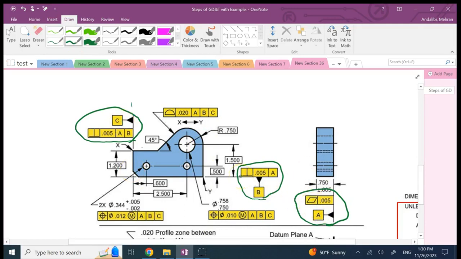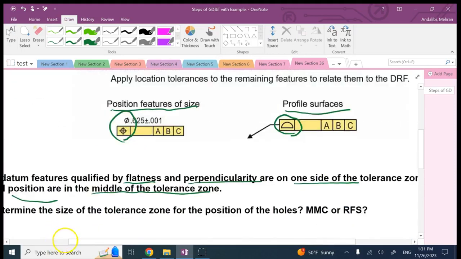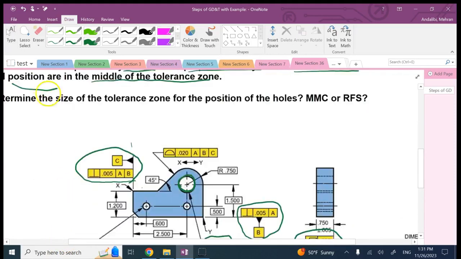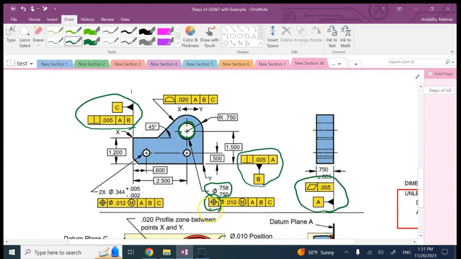have qualifications for them. What we need to do is, the first one is probably this big hole here, and that big hole is a feature of size. You can see it has a diameter. So for that we have to use what? As we said, we have to use position, and that's exactly what we are doing here. We are using a position.